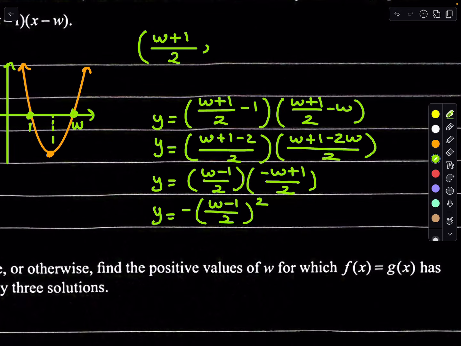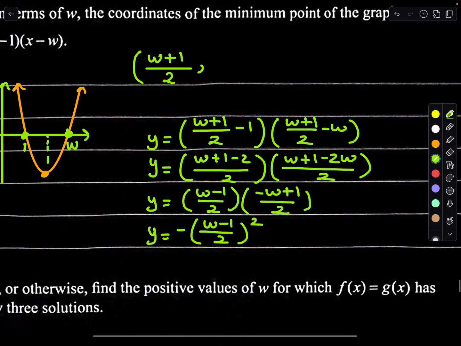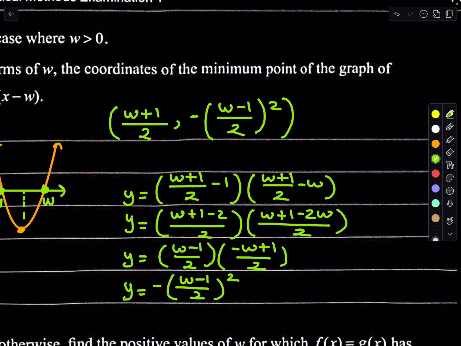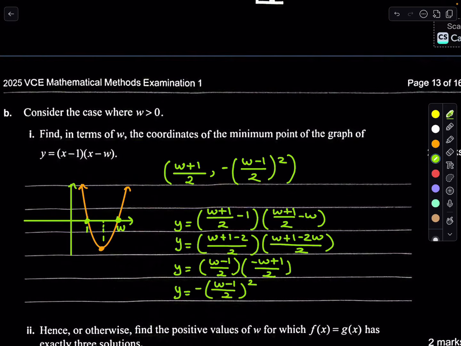So negative (w minus 1) over 2 squared. You can just write it like that. And so that's minus ((w minus 1) over 2) all squared. Not bad, not bad. That looks perfect. That's your actual turning point. Then you can expand it if you want. I don't think... let's expand it.